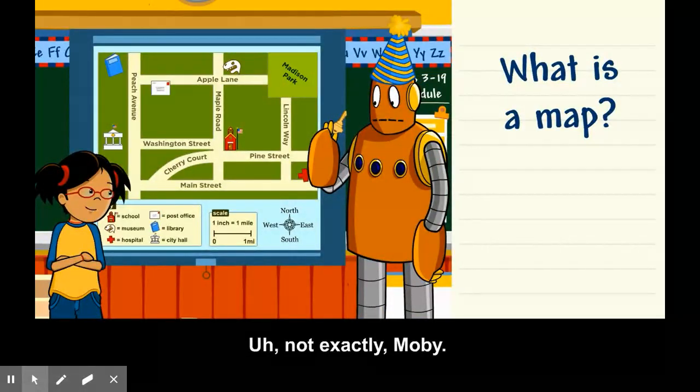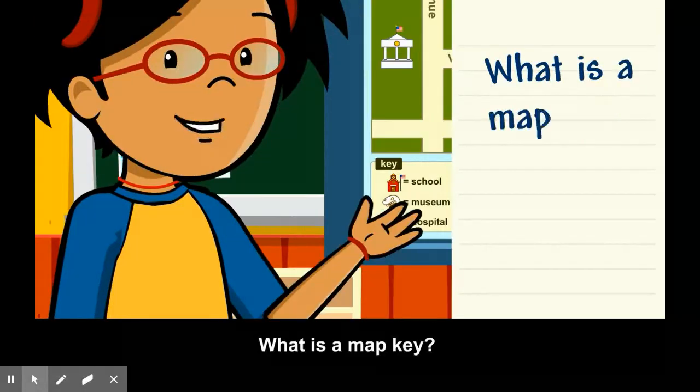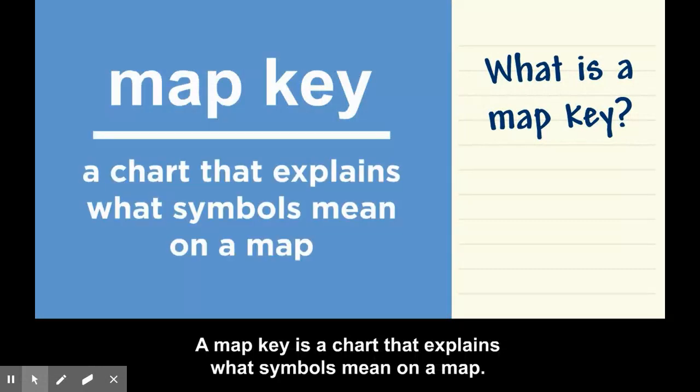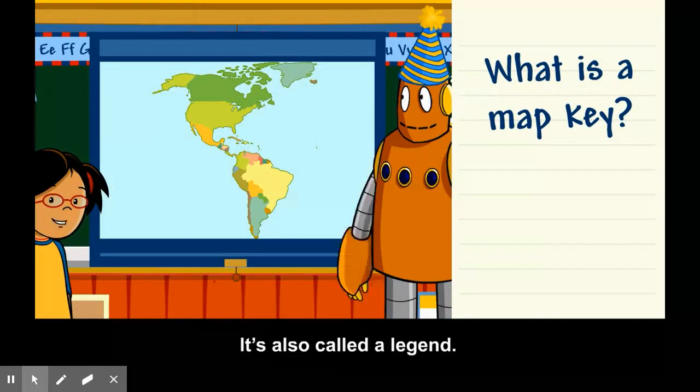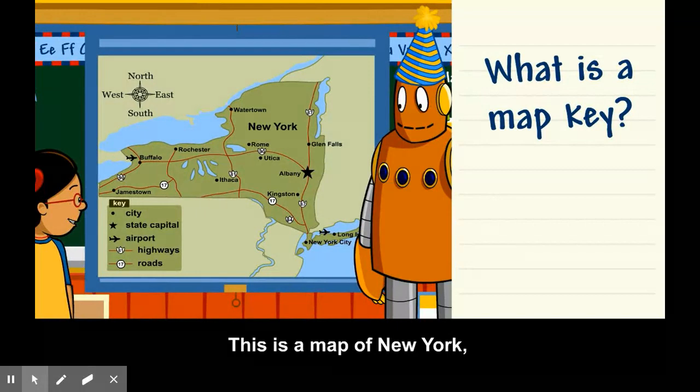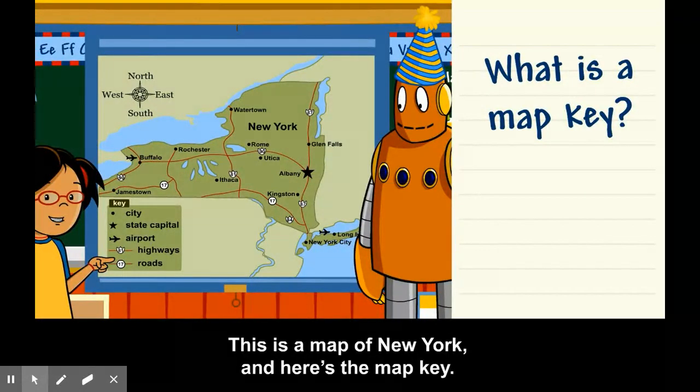Not exactly, Moby. What is a map key? A map key is a chart that explains what symbols mean on a map. It's also called a legend. This is a map of New York. And here's the map key.